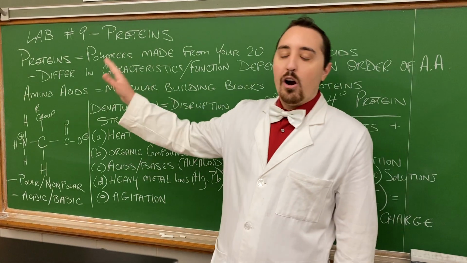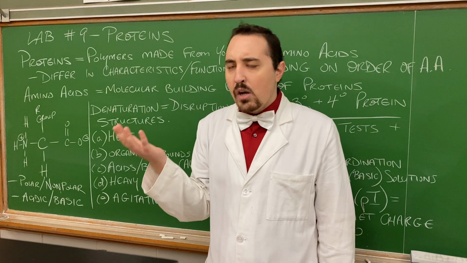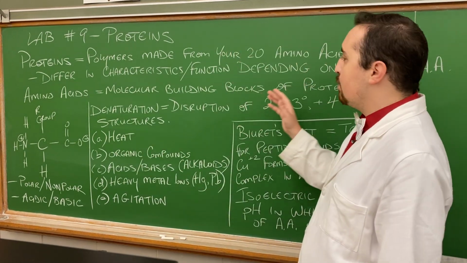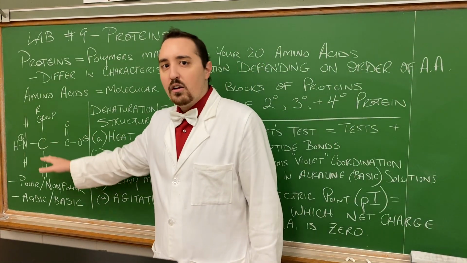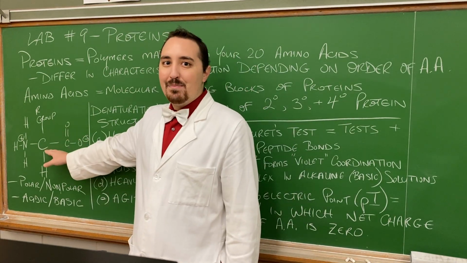So proteins are made up, I said, of the 20 amino acids. What are amino acids then? Well, amino acids are molecular building blocks of proteins. Take a look at the structure here on the left. We have what's called an alpha carbon in the middle.